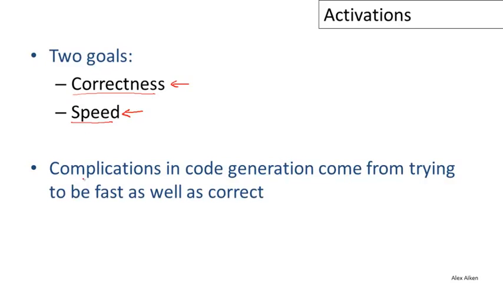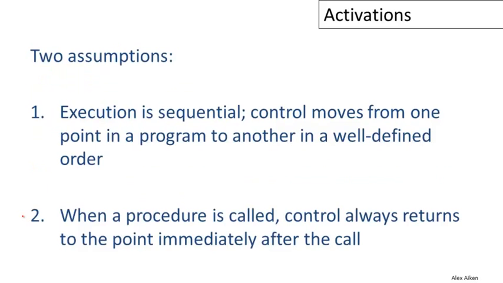And so really, all the complications in code generation arise from trying to solve these two problems simultaneously. And what has grown up over time is a fairly elaborate framework for how a code generator and the corresponding runtime structures should be done to achieve both of these goals. Okay? And the first step in talking about that is to talk about activations.